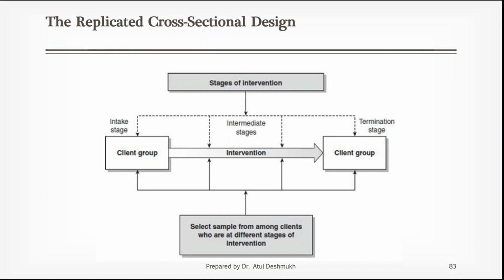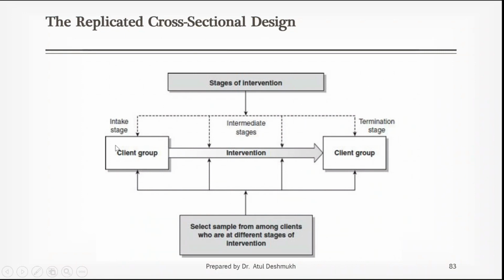Over 15 years, if you use electric vehicles, this will be the change. After 10 years, this will be the change. After 5 years, this will be the change. After 2 years, this will be the change. So that entire data I have. Instead of waiting that much time, I will have the data because I got the different stages of intervention, and I collected it using my cross-sectional data. So this is the replicated cross-sectional design.